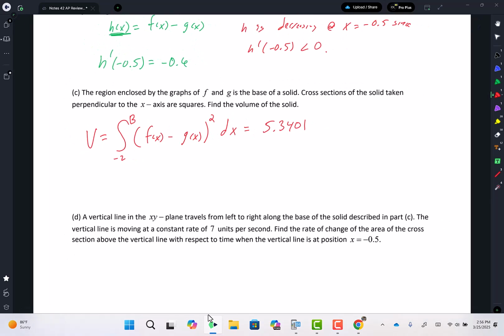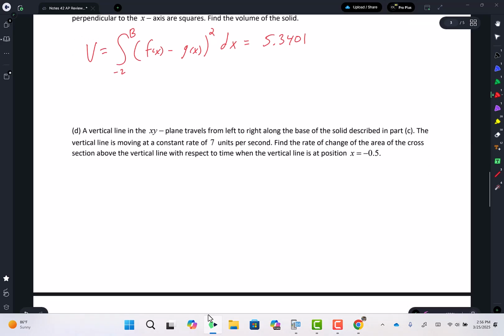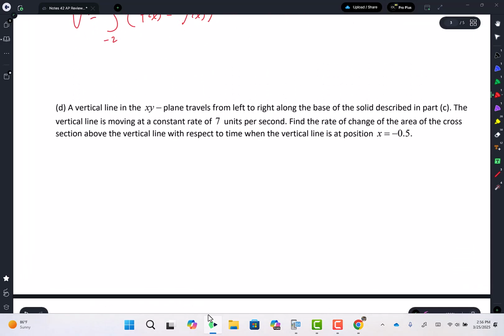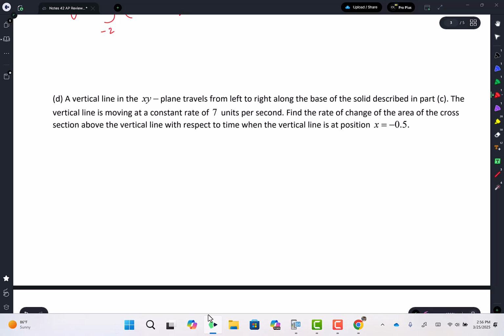All right, guys. Last question here. A vertical line in the XY plane travels from left to right along the base of the solid described in part C. The vertical line is moving at a constant rate of 7 units per second.